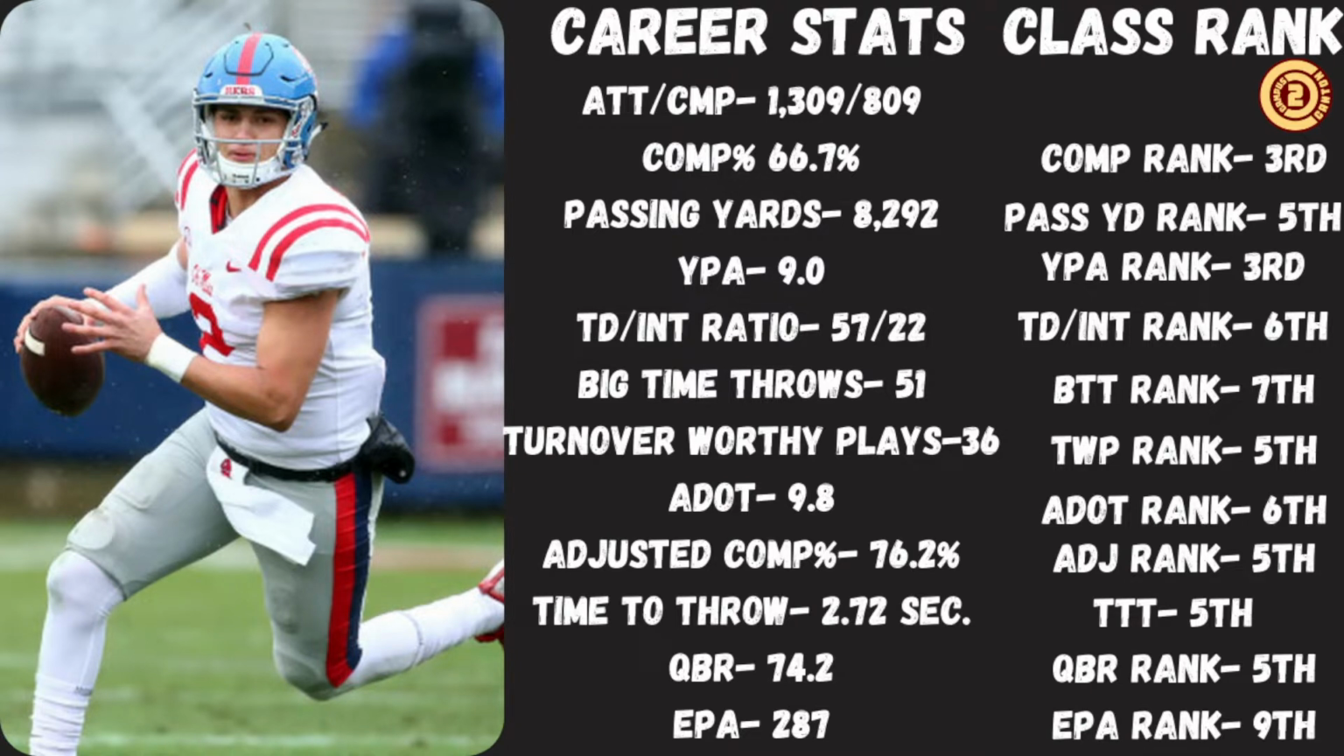For that, 5th in the class, and that is, again, just how much time they have to throw the ball. The more time, the better, obviously. Finished 5th. QBR at a 74.2, which was 5th, and EPA 287, which was 9th. The EPA may not look off here, but if you watch the Sam Howell and the Desmond Ridder videos, you saw how high theirs were.